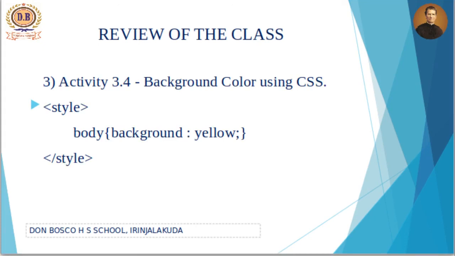You have already studied the attribute called body BG color, but instead of that we are using background color code using CSS. Inside the style tag specify body, then opening brace and closing brace, then give the property and value. Property means background, then put a colon, then type the value like yellow or any color, then end it with a semicolon, and close the brace. These are the three topics which we discussed in today's class.